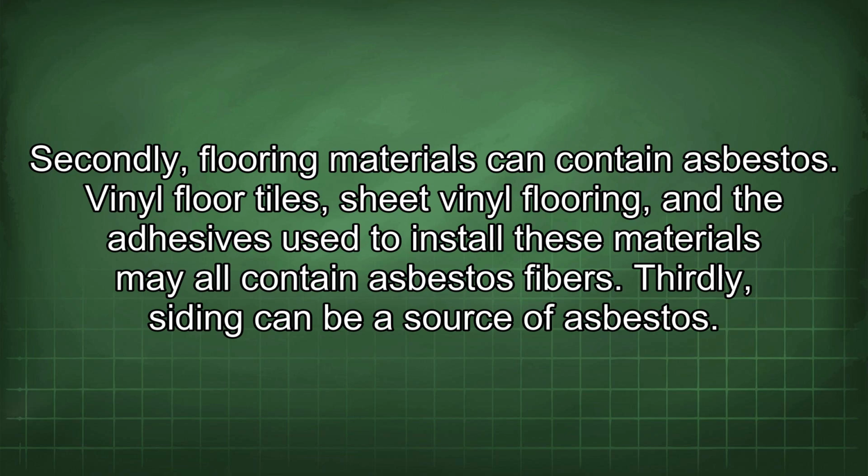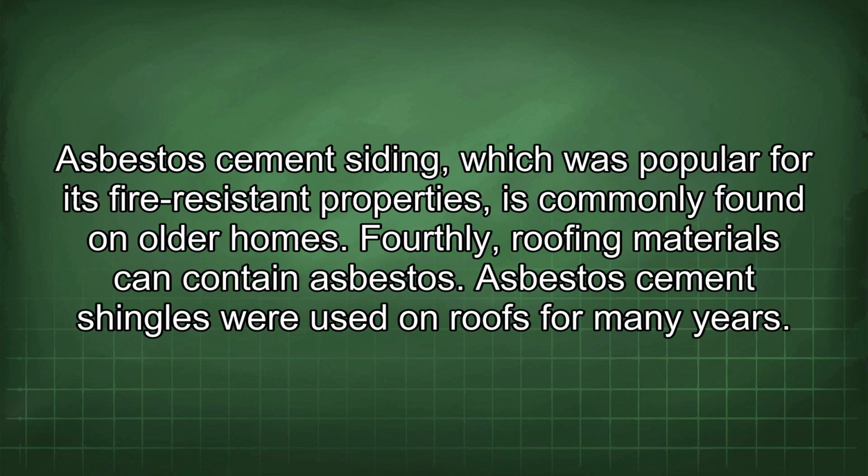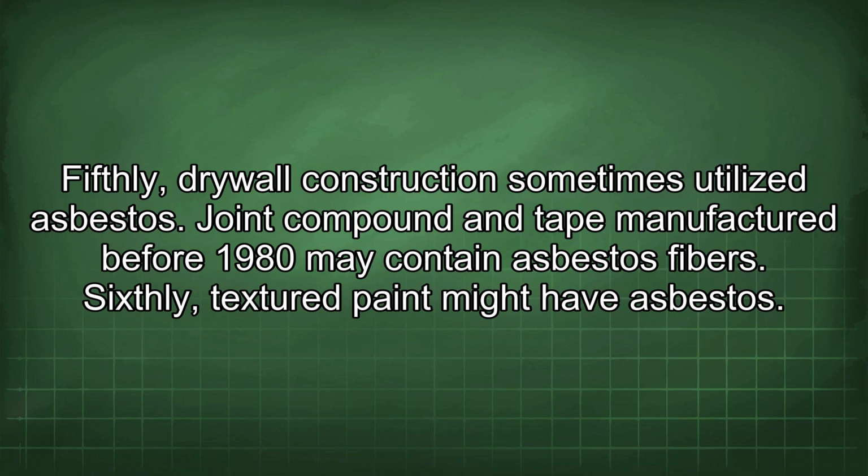Thirdly, siding can be a source of asbestos. Asbestos cement siding, which was popular for its fire-resistant properties, is commonly found on older homes. Fourthly, roofing materials can contain asbestos. Asbestos cement shingles were used on roofs for many years. Fifthly, drywall construction sometimes utilized asbestos. Joint compound and tape manufactured before 1980 may contain asbestos fibers.